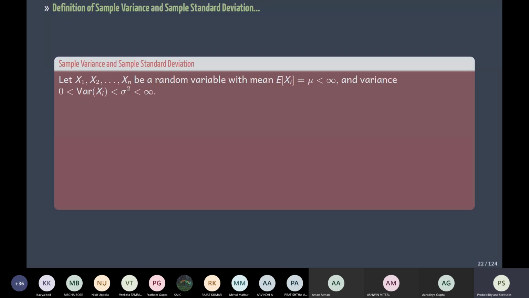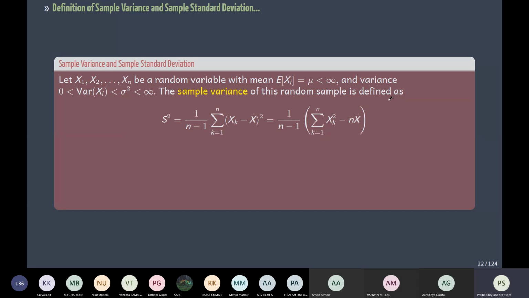Okay, similar to the sample mean, we can go ahead and define the sample variance and sample standard deviation. It's like variance defined on a sample, standard deviation based on a sample. Let x1 to xn be a random sample with mean and variance the same, because they are IID. The sample variance for this random sample is defined as follows. Now remember, the sample mean was defined as x bar, which is x1 plus dot dot dot plus xn by n.